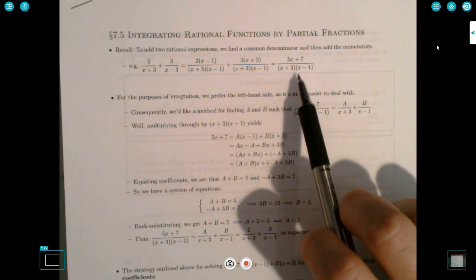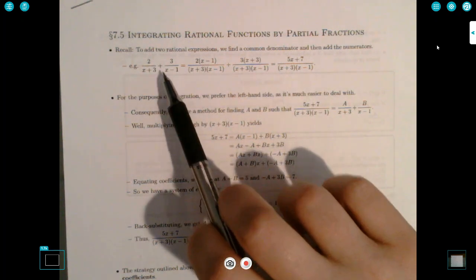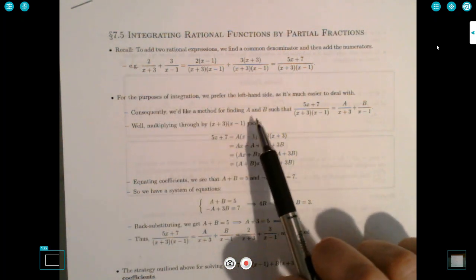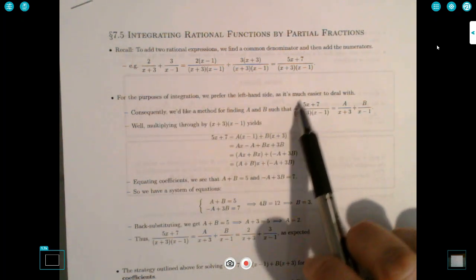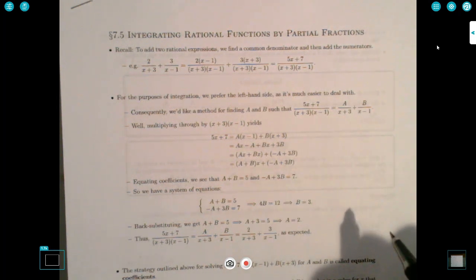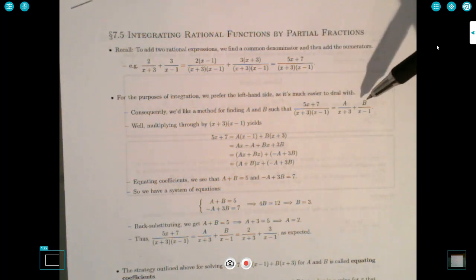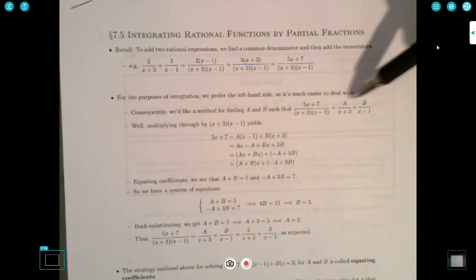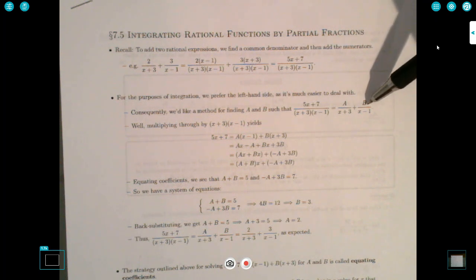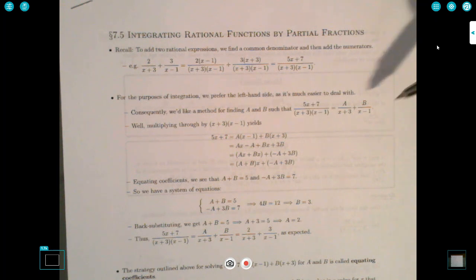So what we really want to be able to do in calculus is go backwards, go from here and end up there. So we want a method for finding A and B such that this expression is equal to A over x plus 3 plus B over x minus 1. So what we do is we begin by assuming that such an expression exists, okay? And then we solve for A and B. We do that by, first of all, multiplying through by the denominator to clear the fractions.